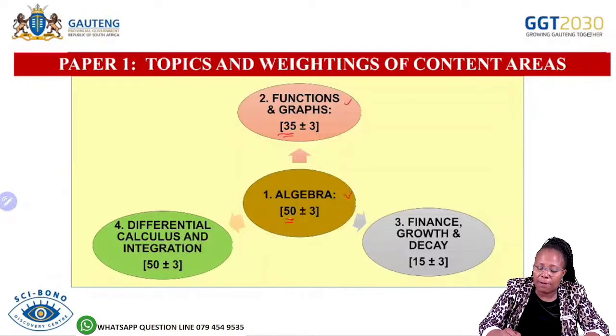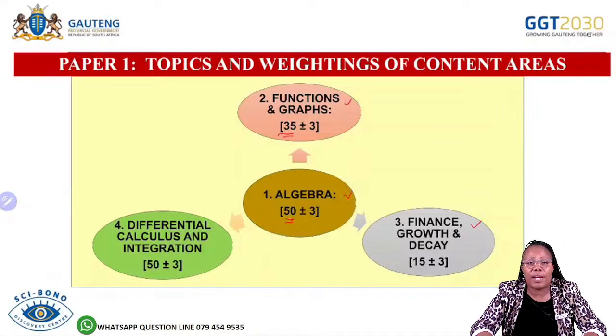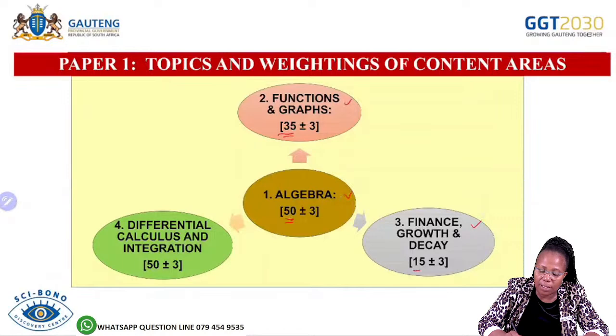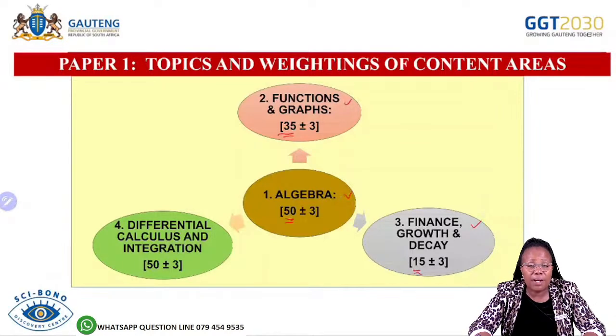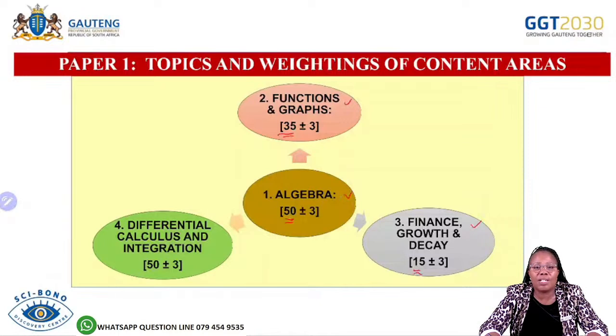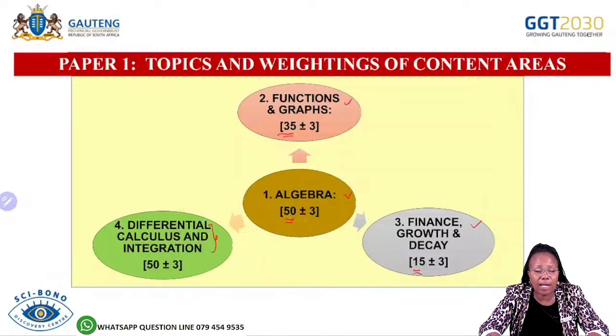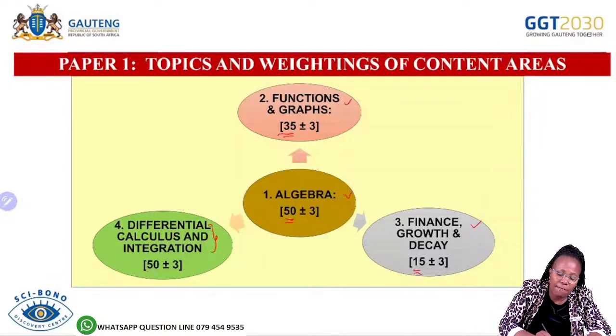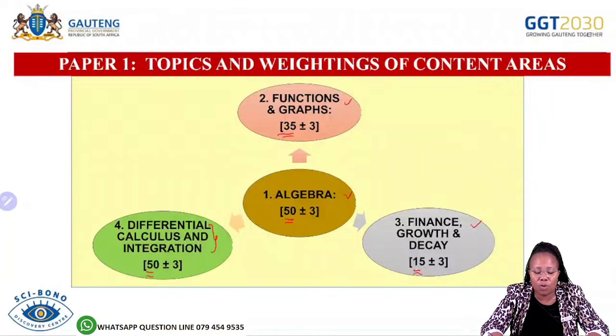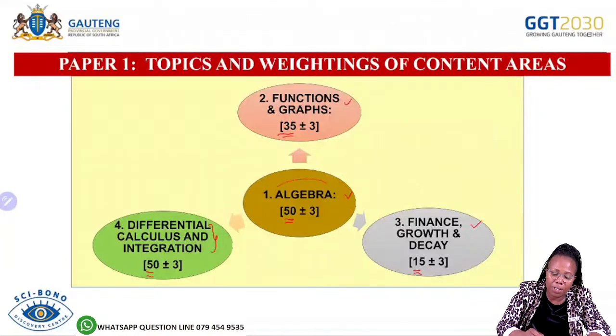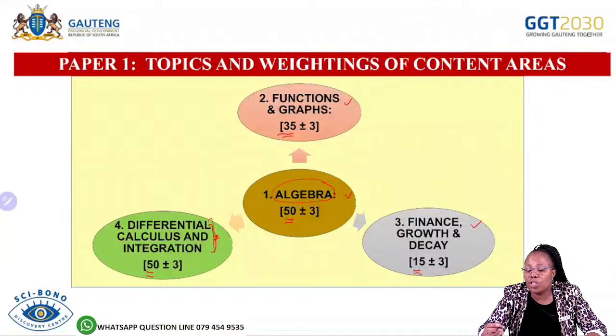Then followed by financial growth and decay. With finance, we have a weighting of 15 marks plus minus 3. Finally, the last topic is differential calculus with integration. Remember, these two have a relationship, which is why they are clustered together. Look at the weighting, grade 12: they weigh 50 plus minus 3 marks on your paper 1. That means the main topics carrying more marks are algebra and differential calculus with integration. That is the weighting for your paper 1 and the topics you will find on it.